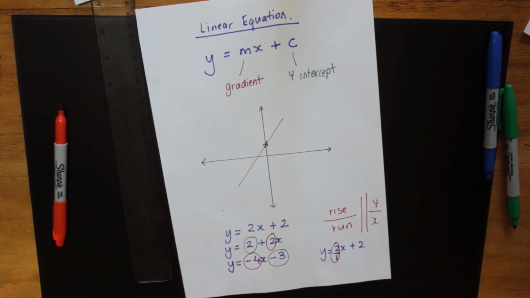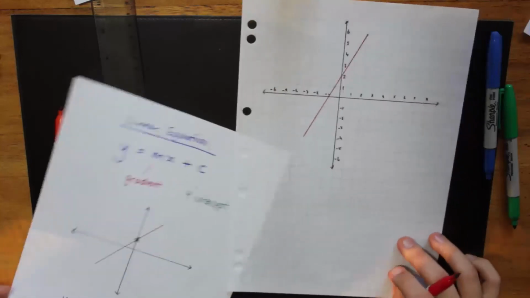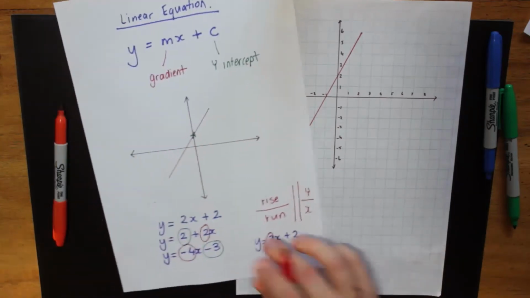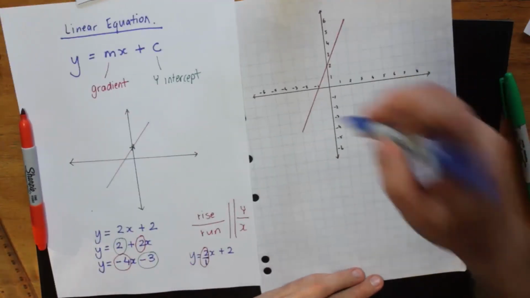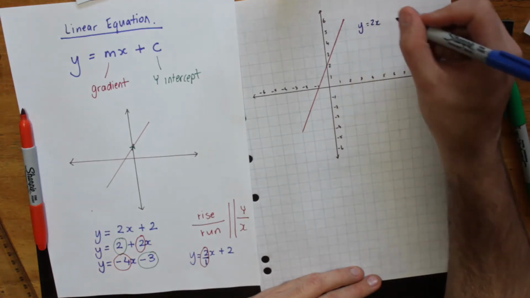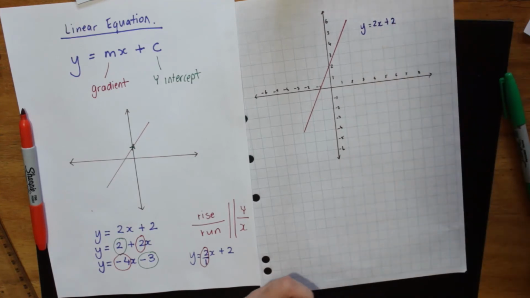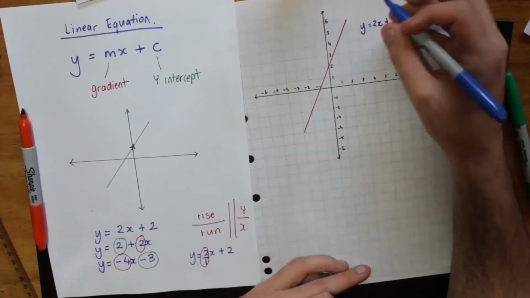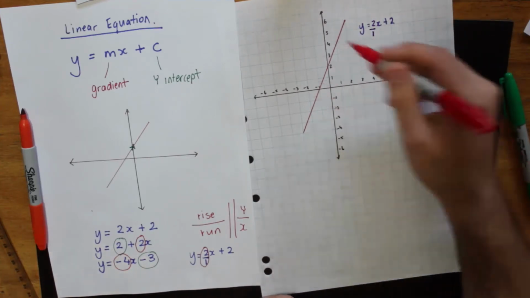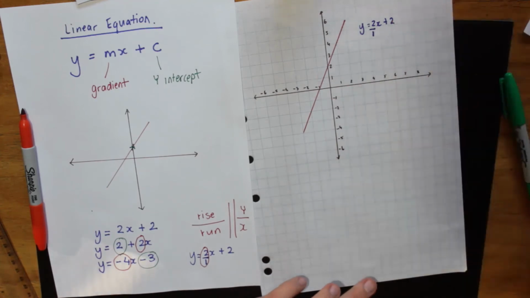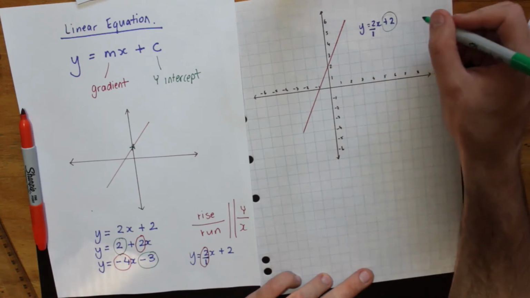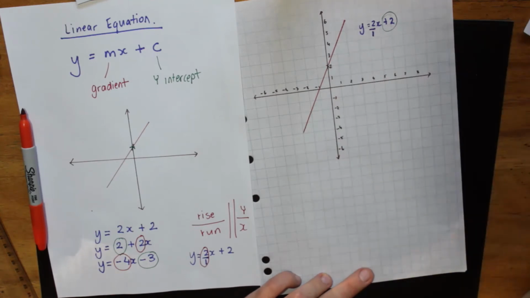So what does this look like on a graph? Well, let's have a look. So we can see that this is our line represented by y equals 2x plus 2. Now I'm going to change this using my rise over run to 2 over 1. Now if we have a look at this line here, we can see that we have our y-intercept represented here. It goes through plus 2, where it goes through here.